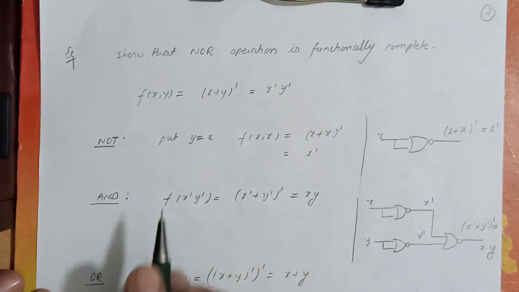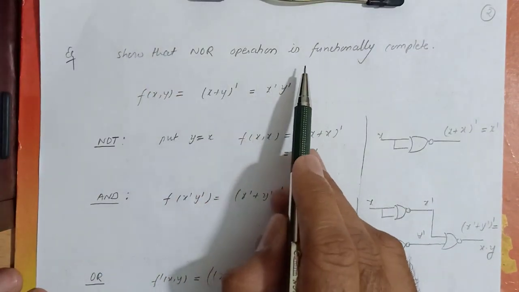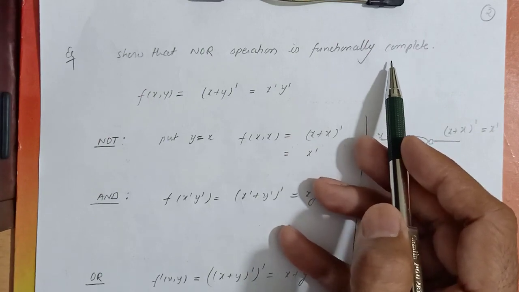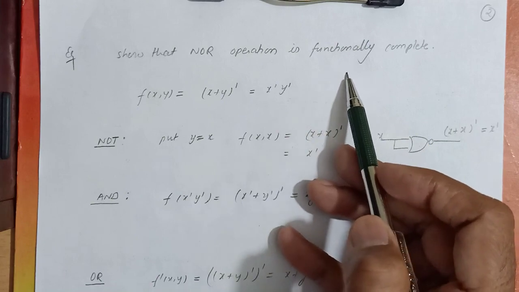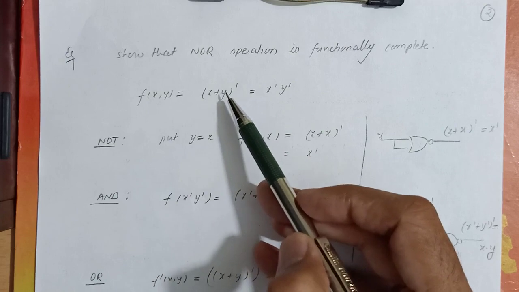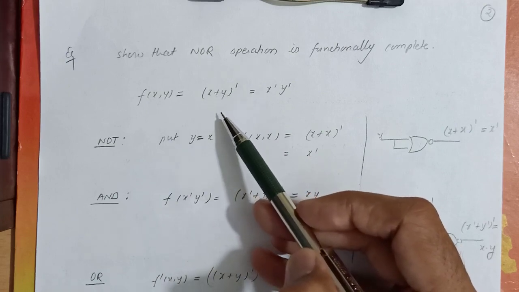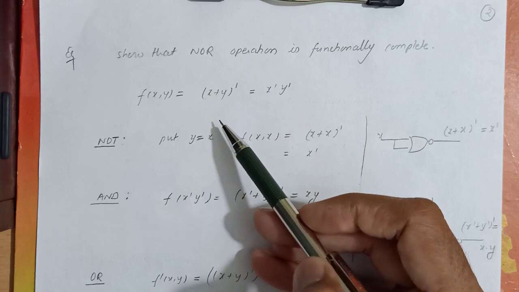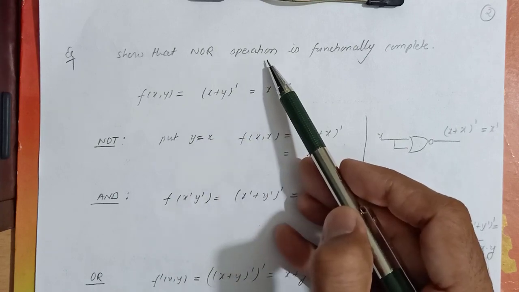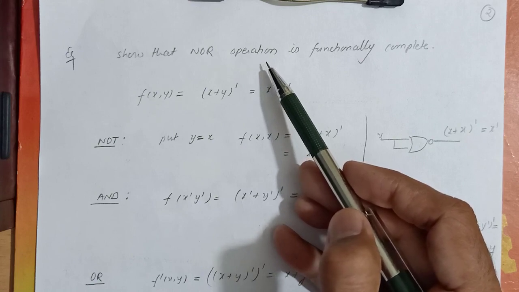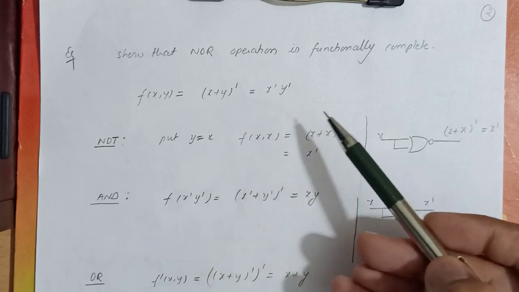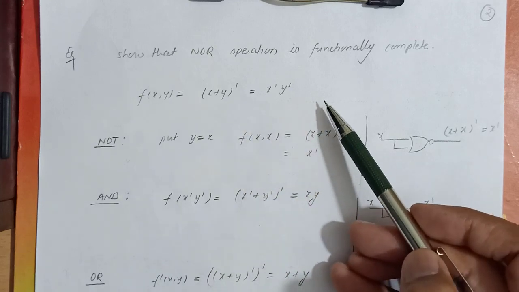So again in this example we have to show that NOR operation is functionally complete. How will we do that in order to prove that NOR operation is functionally complete? What we have to do is take the definition of NOR operation and try to generate any known functionally complete set of operations using this operation. So either we have to generate AND and complement, or we can generate OR and complement operation.